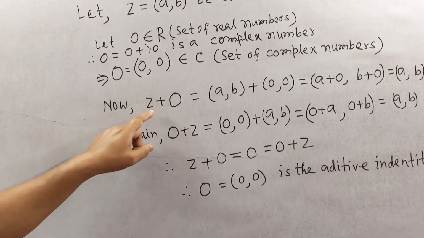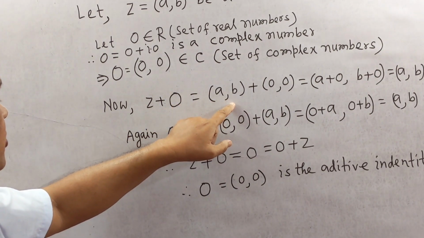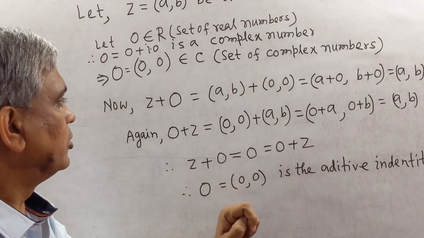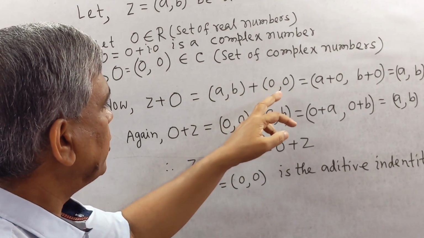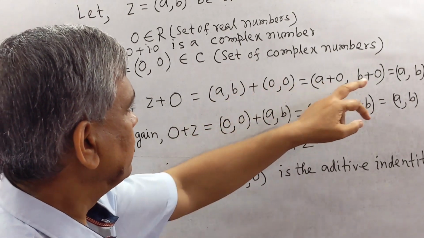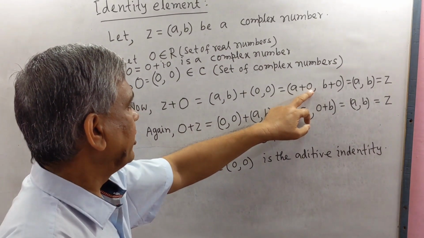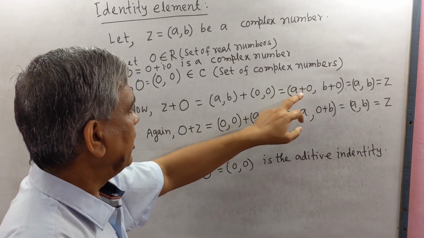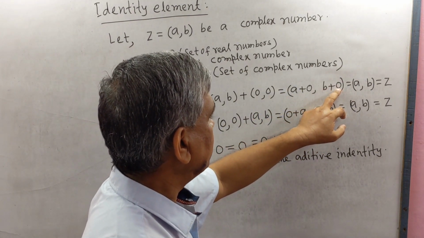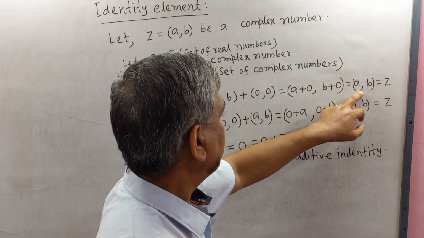Now Z plus capital 0. Z is the ordered pair AB, which is a complex number. Capital 0 is the ordered pair 0, 0. Now addition of two ordered pairs is A plus 0, comma B plus 0. A is a real number and 0 is also a real number. Addition of two real numbers gives A. Similarly, B plus 0 is B. This is the ordered pair AB, which is Z.